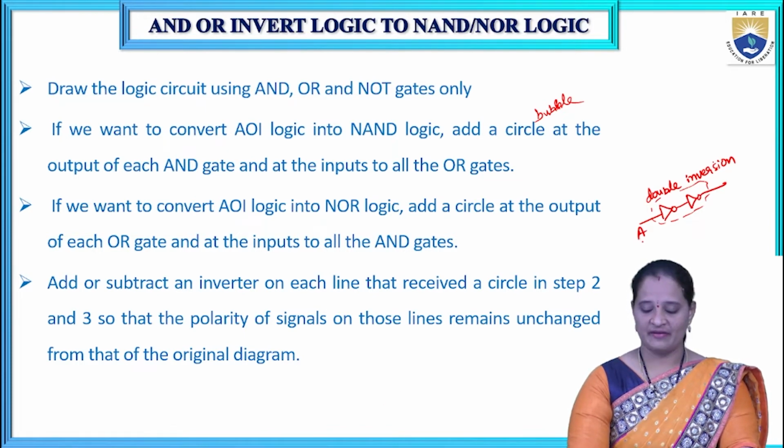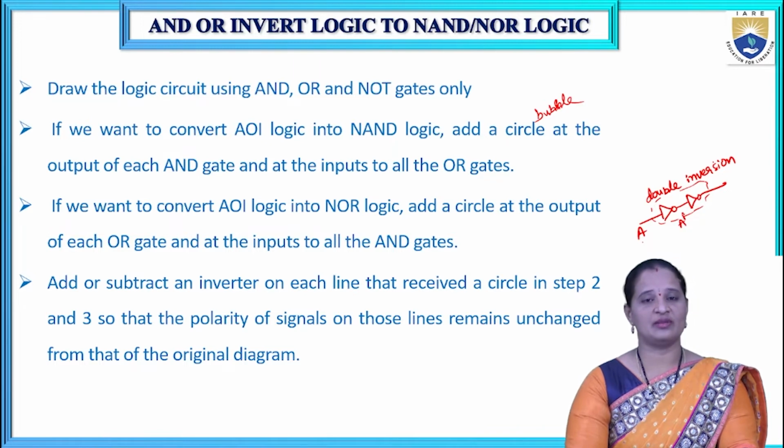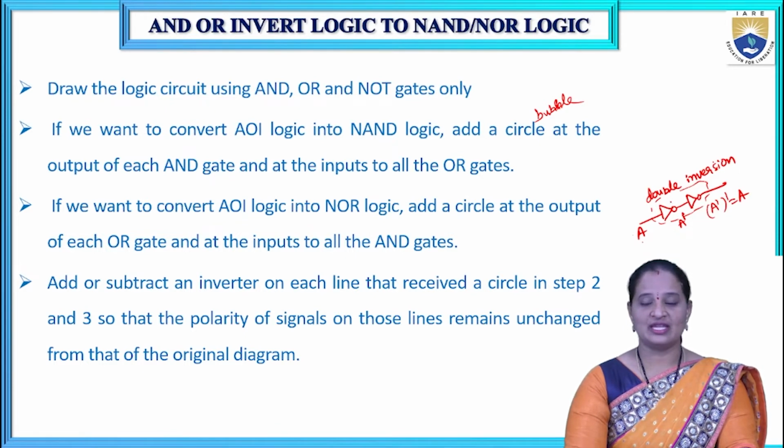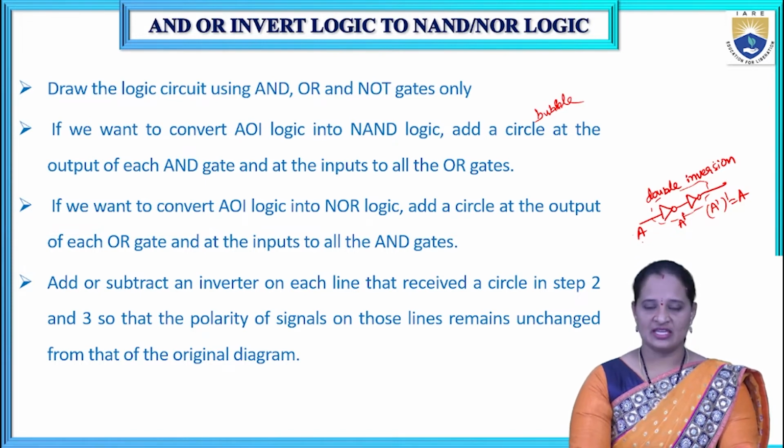If, for example, I consider A as input, the output of the first NOT gate will be A complement, which is given as input to the second NOT gate. So A complement whole complement is again A. That means there is no difference if I place two inverters on a single line. That is why, if we come across any double inversion in a single line, we can eliminate that double inversion. So what is the third step?